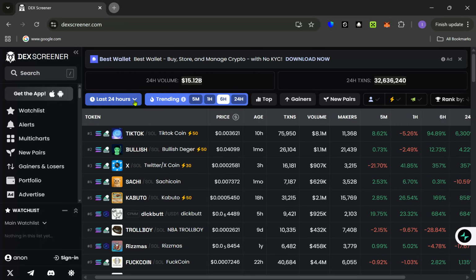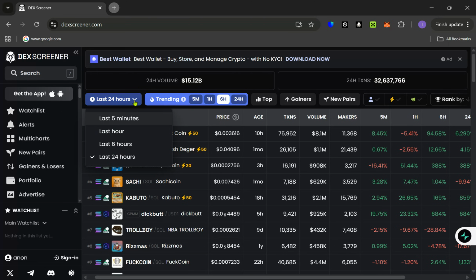From here, you can change the tokens from the last 24 hours to the last 6 hours, the last 1 hour, or the last 5 minutes, depending on what you want. There is not much stress here. I am very sure you can do it.